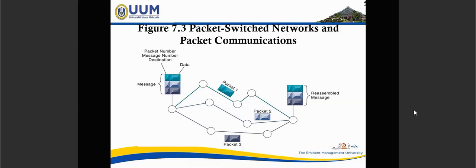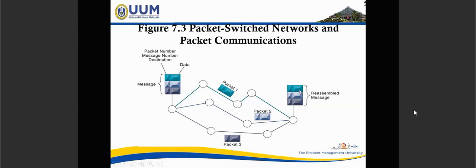That email or message is divided into three parts. The first part contains the number or details on how to reassemble it again. For example, here you see on the left is a packet number, message number, destination. In this blue color, we call it the data. These are two parts also. How do we send? We send in packets: packet 1, packet 2, packet 3. But in each packet, we have to have the data and the destination number. So we send it through packets to the destination.